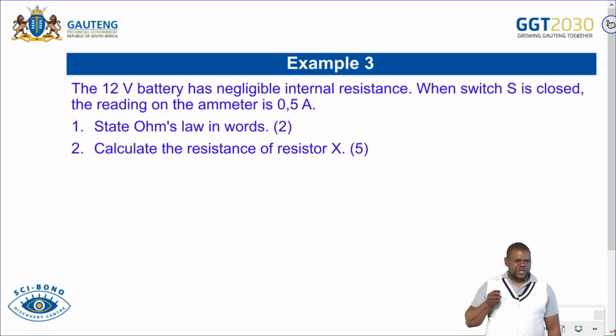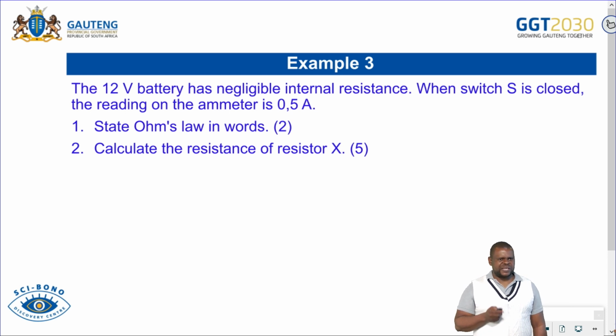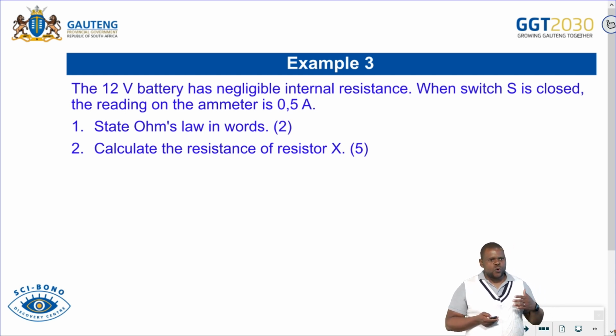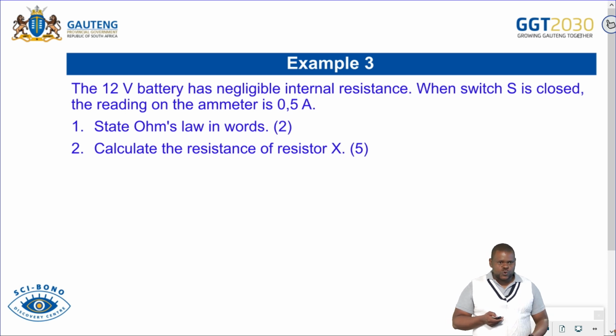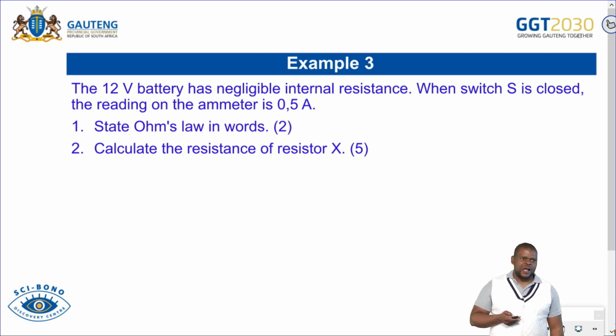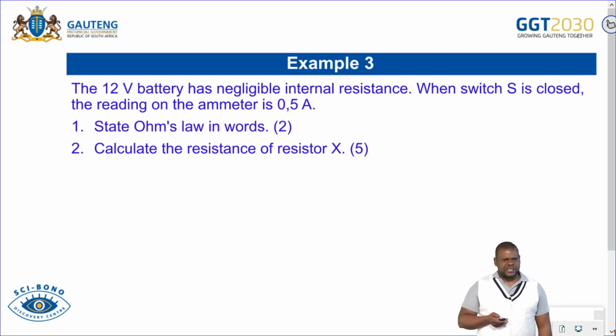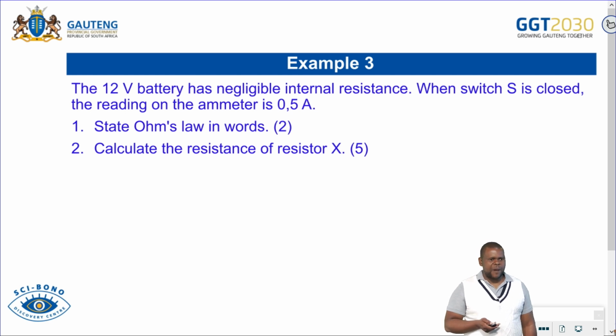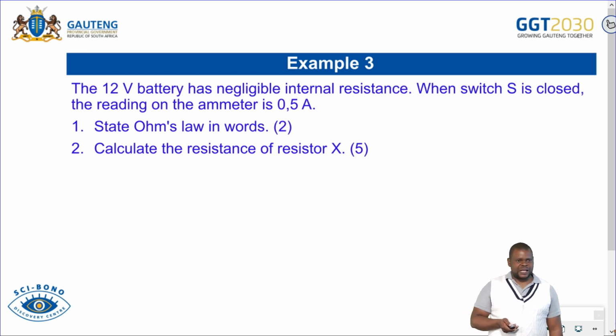For question number one, where they ask you to state Ohm's law, it says it's 2 marks. Every time you have to define or state a law, grade 11, you will be given 2 marks. And then let's look at this calculation. They said calculate the resistance of resistor X, which is how many marks? 5 marks. Okay, grade 11.